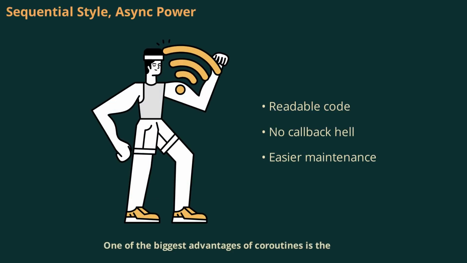One of the biggest advantages of coroutines is the ability to write asynchronous code in a sequential style. This means your functions and logic flow naturally, just like synchronous code, but with the added benefit of non-blocking execution. This makes your codebase easier to read and reason about, reducing bugs and improving maintainability. Developers can focus on business logic without getting bogged down by callback hell or complex thread management.